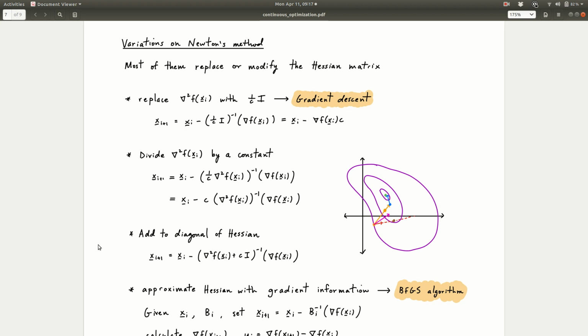And so we may want to regularize the step direction. So there are these various modifications to Newton's method. Generally, they're called quasi-Newton methods, and they usually proceed by replacing the Hessian matrix or modifying it in some way. The first one is pretty simple. If we replace the Hessian with 1 over a constant times the identity matrix, this becomes gradient descent. So if we look at the update formula, it's this minus this inverse. Well, okay, we have the identity here, so that goes away. 1 over c inverse is just c, so this just becomes gradient descent.